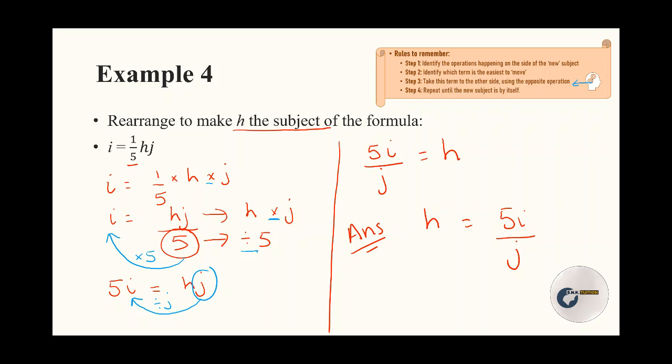So as you can see, rearranging is actually very simple as long as you know how to identify the operations happening, and then you take it step by step and do the opposite on the other side when you are moving the terms to the other side.